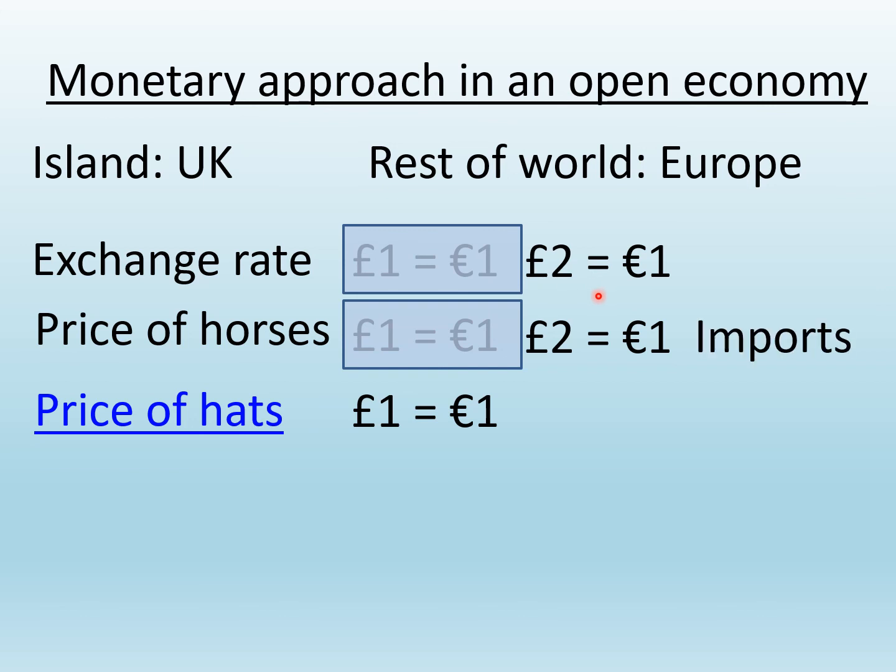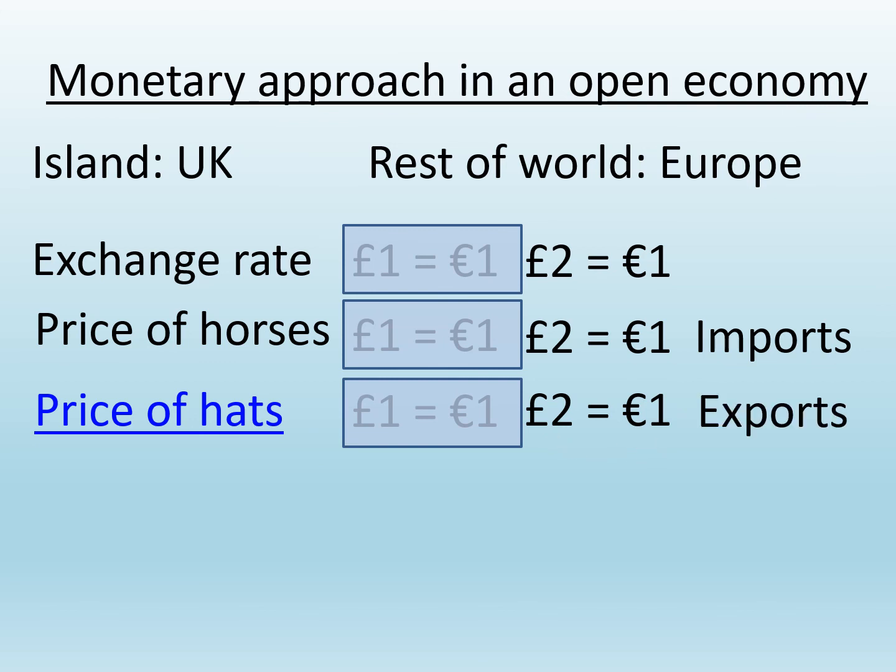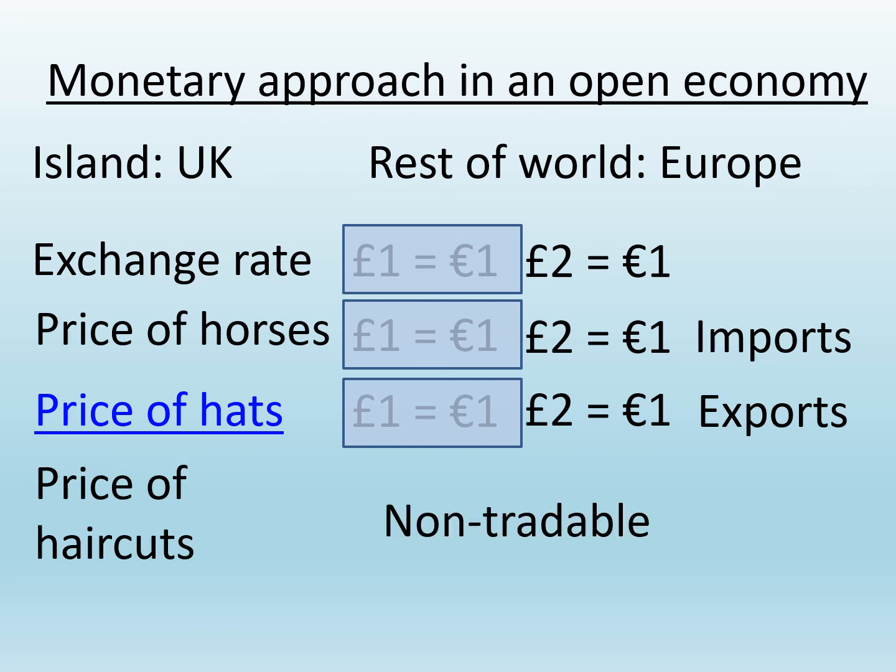It also pushes up the price of hats because the hat maker can sell the hats on the island for £1. They can sell them in the rest of the world for €1. And the consequence that if you can do that, you need £2 on the island to buy one hat, which could be sold in the rest of the world as €1. That's an export. The price of haircuts, as we saw a moment ago, is a non-tradable, and the price also goes up as a result of that.